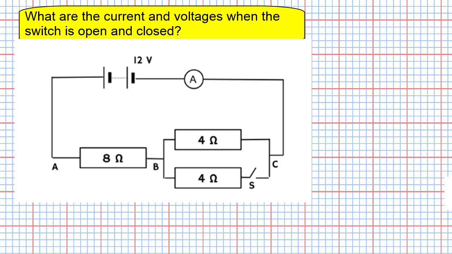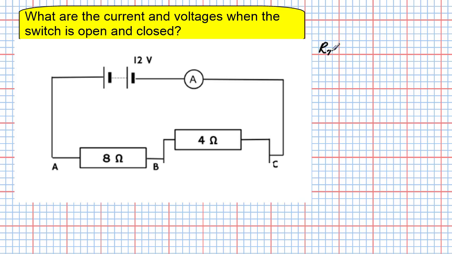Well, let's begin with the switch being open. When the switch is open, effectively we've got no resistor there. That resistor is blocked off. So the circuit reduces to just a simple circuit with 12 volts, an 8 ohm and a 4 ohm resistor. So we can work out the current from the circuit if we know the total resistance.